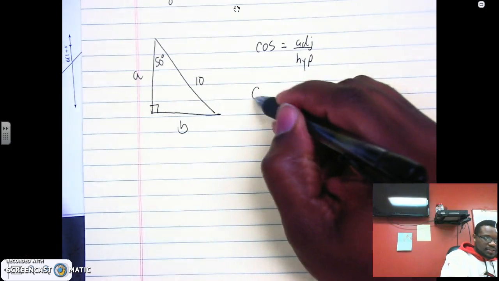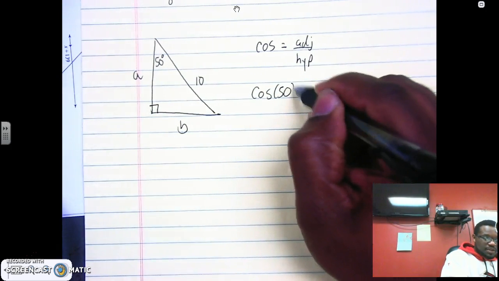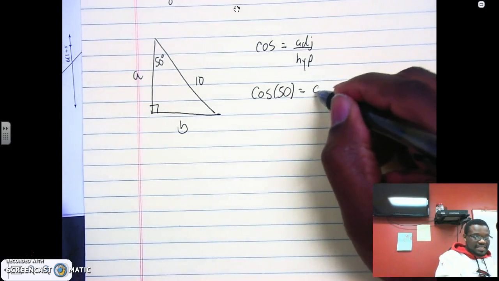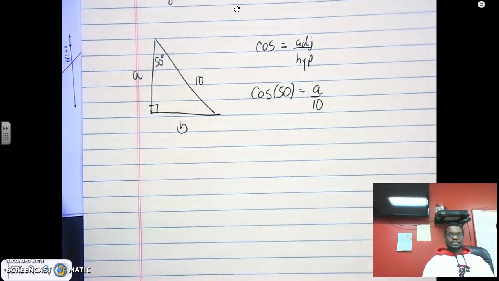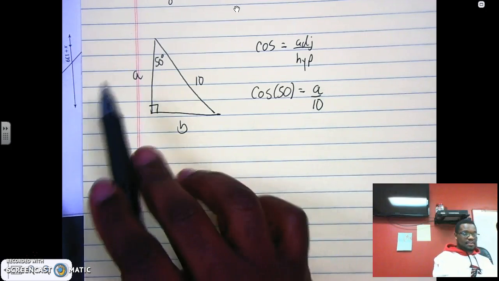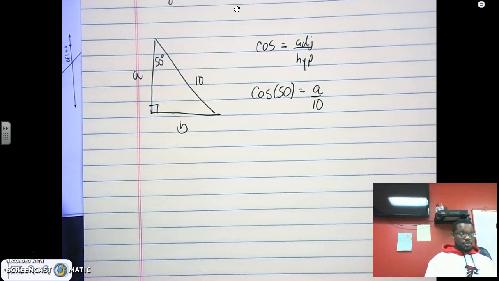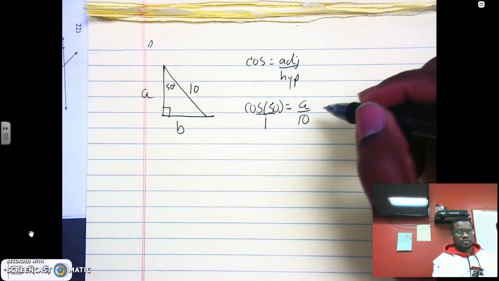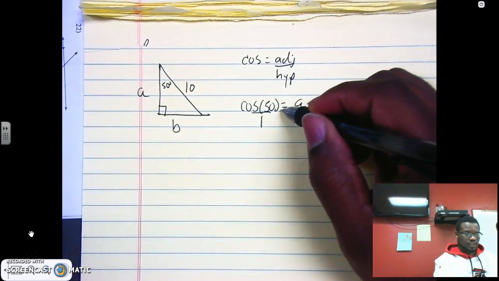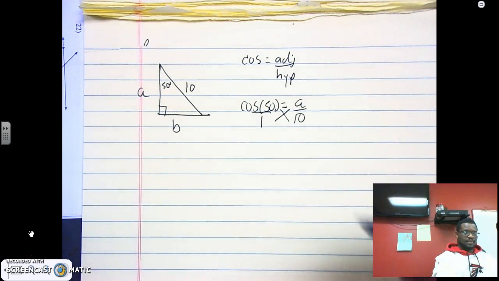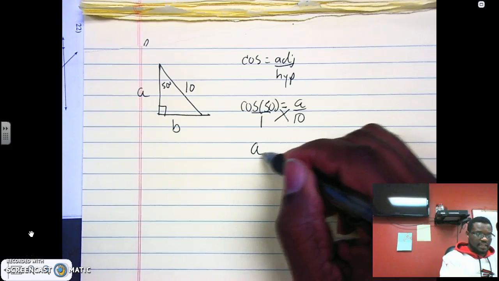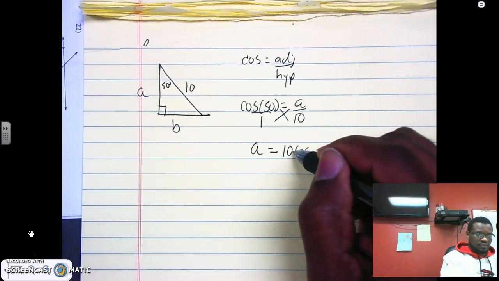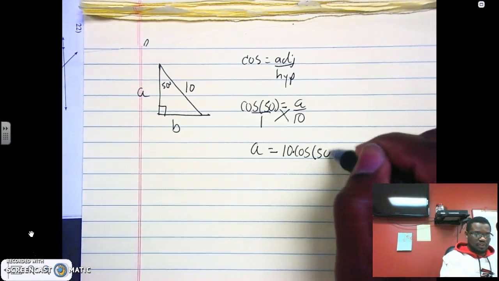So here's how you would find side A. Cosine of 50. Remember, whenever we put a number in there, we use parentheses. Close it up too. Cosine of 50 equals adjacent over hypotenuse. You can have an X there, A there. That's what I'm trying to find. Now that we have our proportion, it's basically cross multiply. When you cross multiply, you get A equals 10 times the cosine of 50. I put a little dot there so you know I'm multiplying.